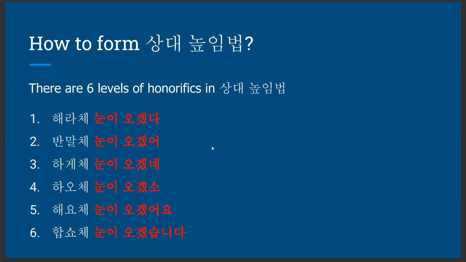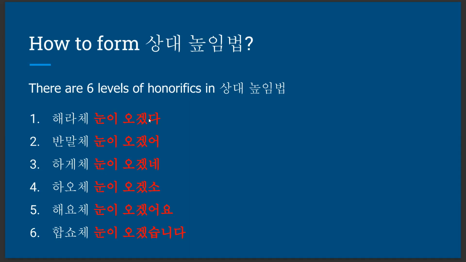And there are actually six levels of honorifics in 상대 높임법. So these are the six, and they are called 해라체, 반말체, 하계체, 하오체, 해요체, 합쇼체. I know it's a little bit difficult to remember and to pronounce these names, but you just need to look at the endings of the sentence.